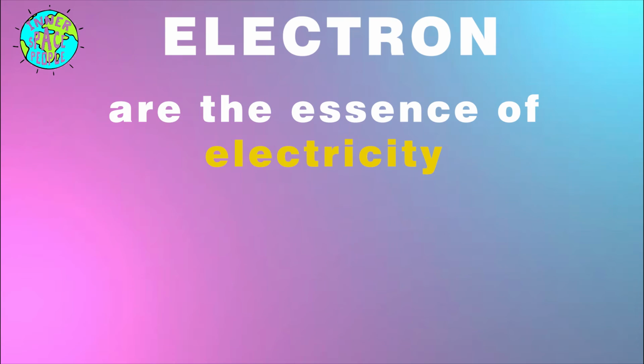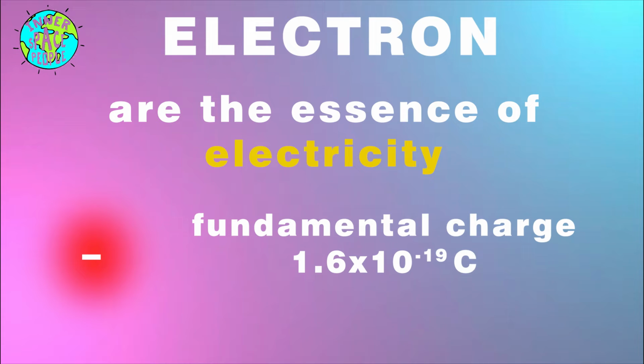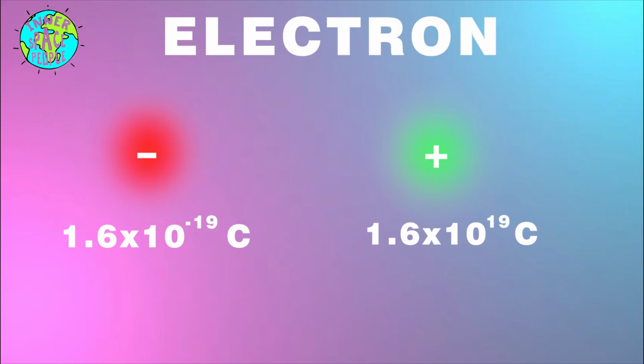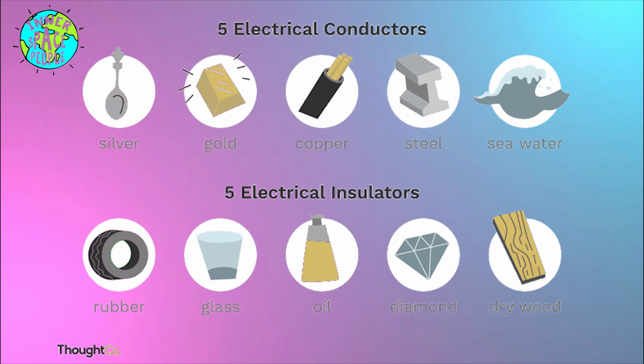And it is this transfer of electrons, in this case from your hair to the balloon, which generates electric charge from previously neutral materials. Each electron carries with it the fundamental charge, which is 1.6 times 10 raised to the negative 19 coulombs. This magnitude is negative for the electron and positive for the proton. By this, we can categorize substances by their ability to transfer electric charge: the conductors and insulators.